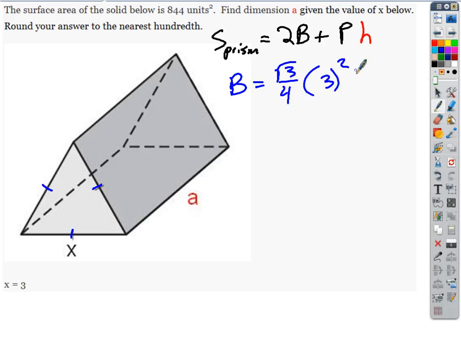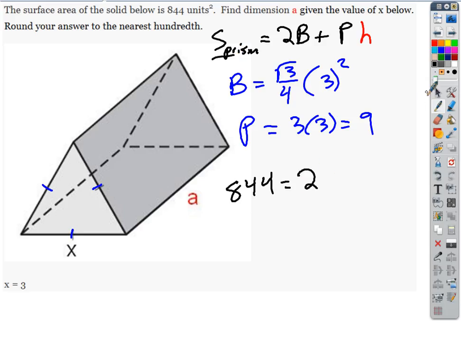What's going to be the perimeter of the base? 3 times 3, so 9. And we're given surface area, right? So if we write this equation out, we've got 844 as our surface area equals 2 times b, and we have a number for b, don't we? Plus p, which is 9, times h.